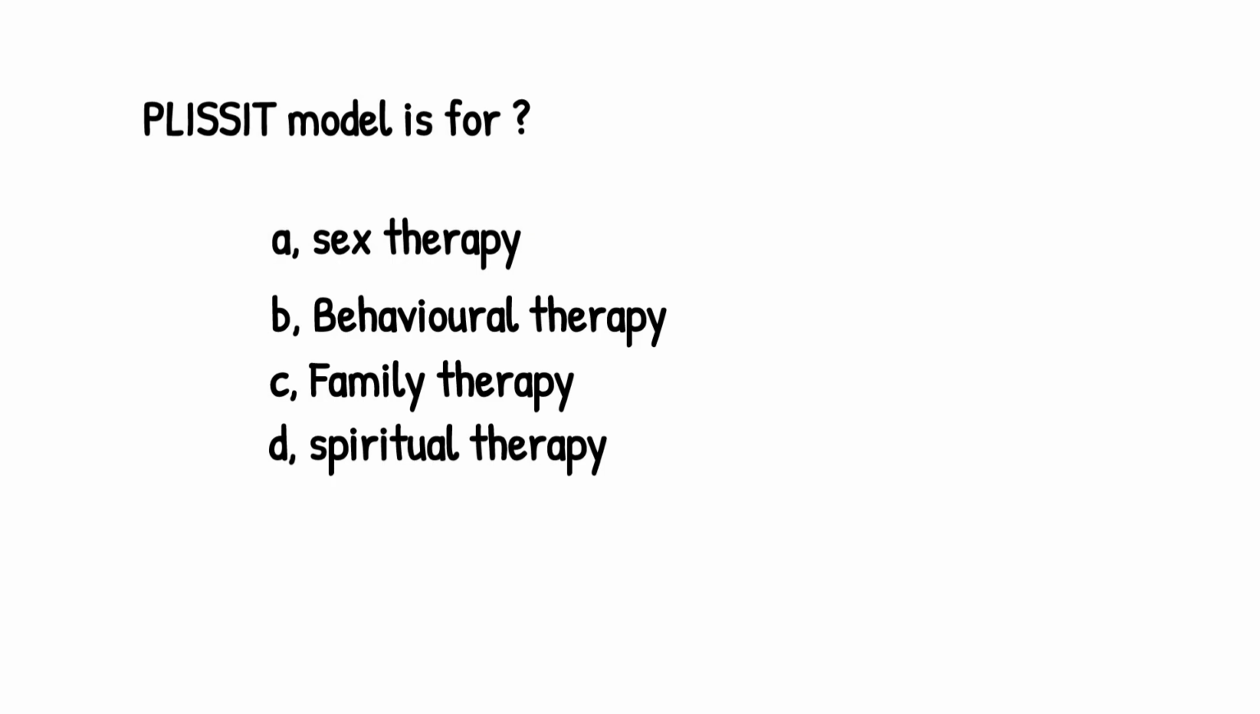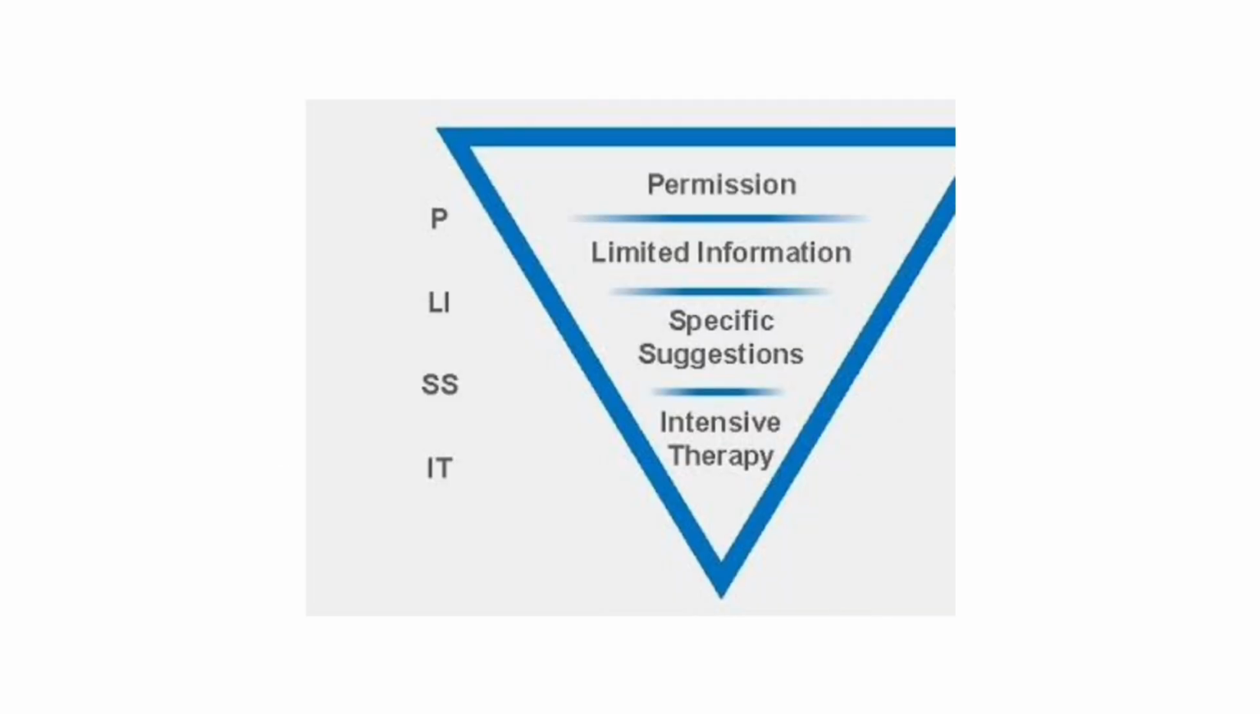PLISSIT, also known as the PLISSIT model of sex therapy, is a modeling system used in the field of sexology to determine the different levels of intervention for individual clients. The model was developed by Jack Annon. The letters of the name refer to the four levels of intervention that a sexologist can apply. P stands for permission, LI stands for limited information, SS stands for specific suggestion, and IT stands for intensive therapy.